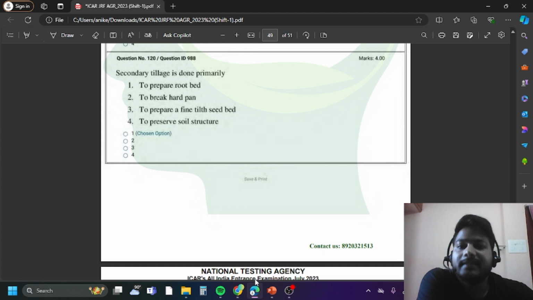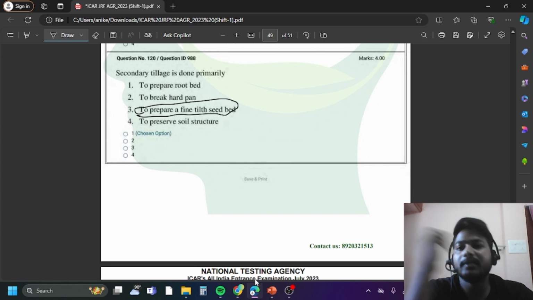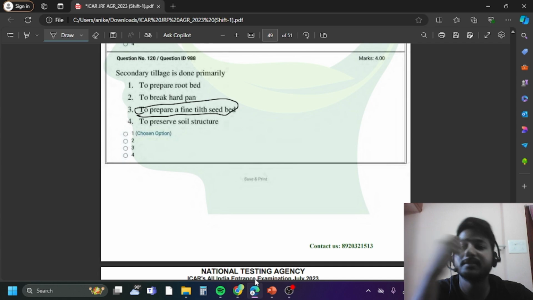Secondary tillage is done primarily, why is secondary tillage done? That is to prepare a fine tilth seed bed. So these are the 120 questions that came last year. Based on that you prepare yourself so that you can easily attempt those types of questions.